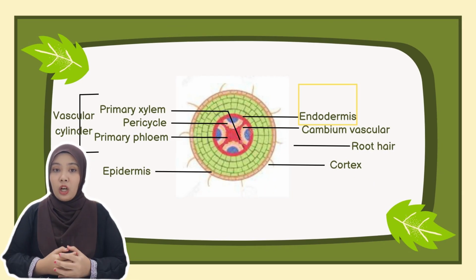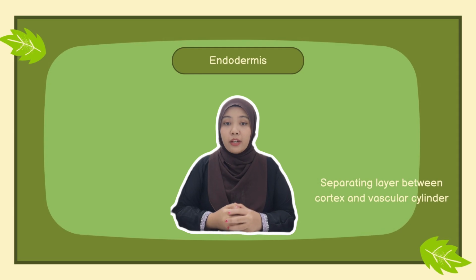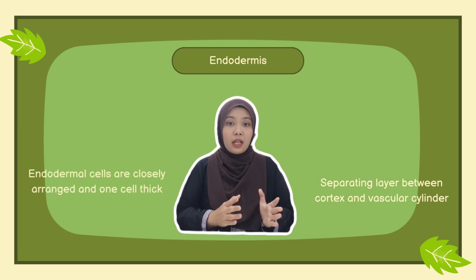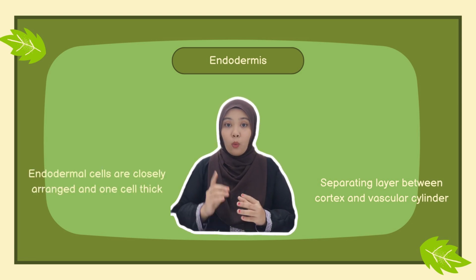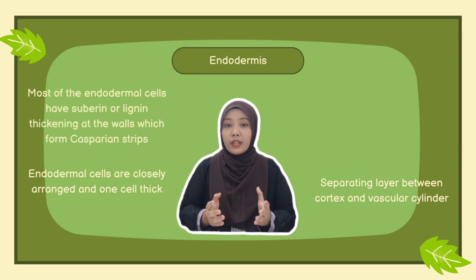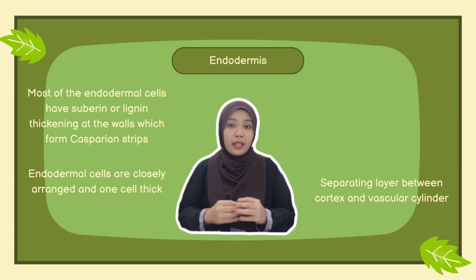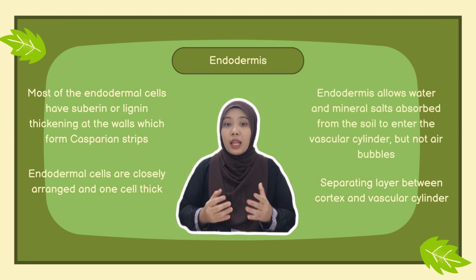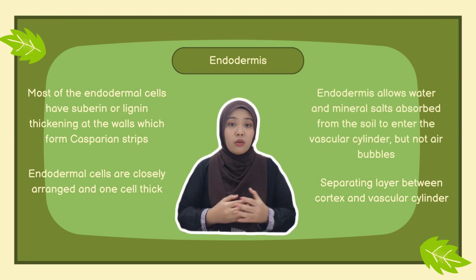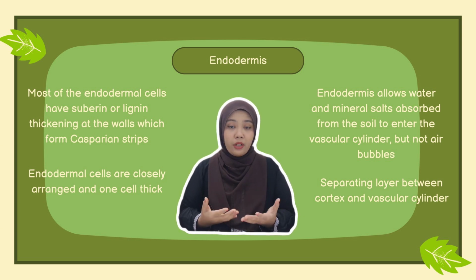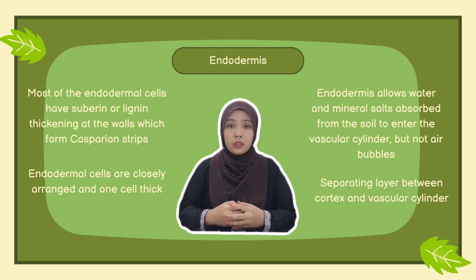Next, the structure of the endodermis. The endodermis is a separate layer between the cortex and the vascular cylinder. Endodermal cells are closely arranged and one cell thick. Most of the endodermal cells have suberin or lignin thickening at the walls, which form Casparian strips. The endodermis allows water and mineral salts absorbed from the soil to enter the vascular cylinder, but not air bubbles.